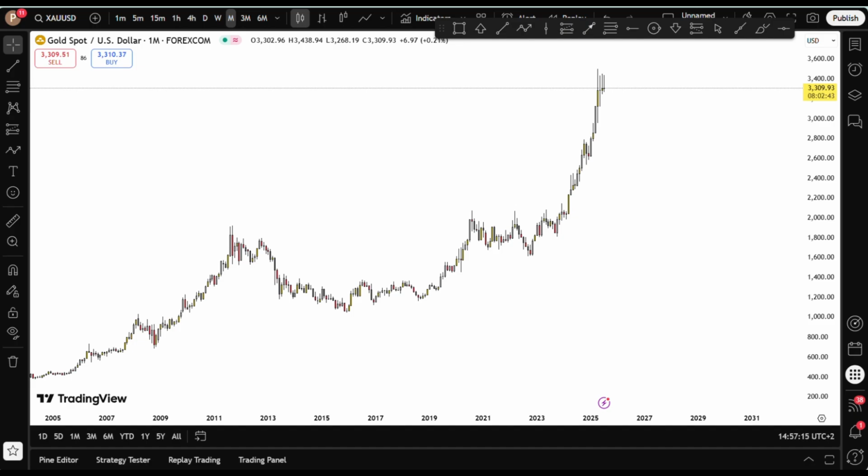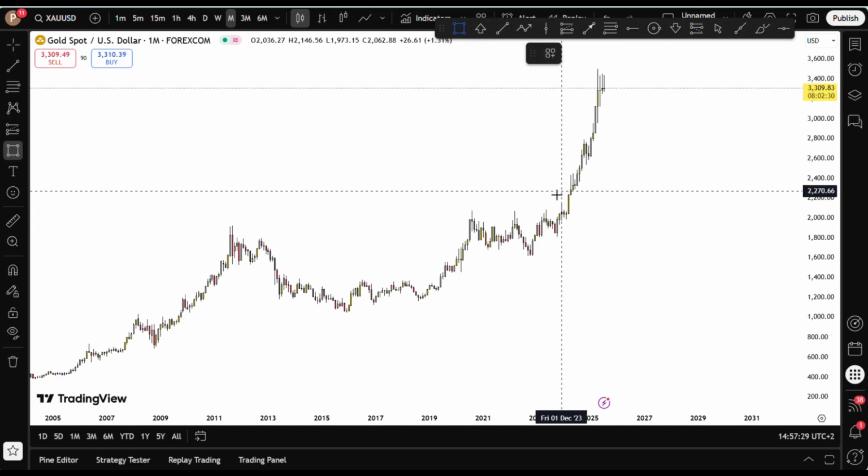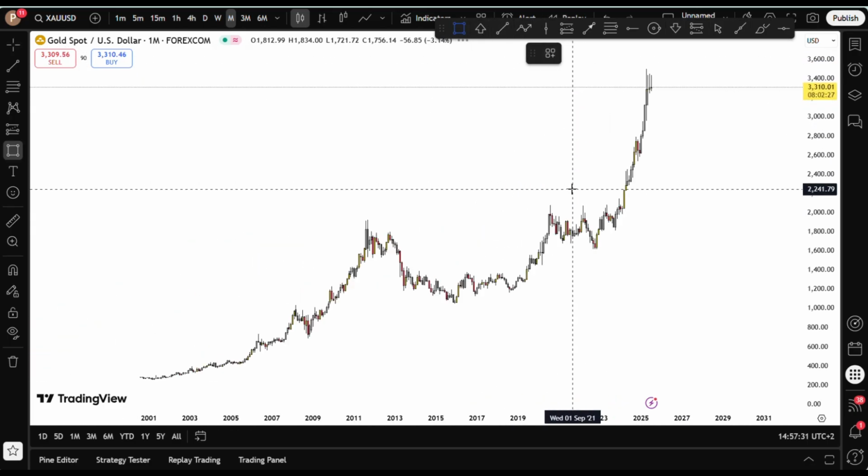So, as you know, we start on the monthly time frame. The monthly, weekly, and daily time frames give us direction, and anything lower than that is for entry, right? So let's start. What can we identify here on the monthly time frame?